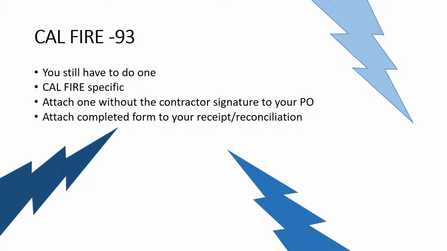You must begin your CAL FIRE 93 when you begin planning your purchase. Sign it and have an approver sign it. Then scan it for attaching to your purchase order with as much information on it as you can get. When you reach the receiving or reconciliation process, you will scan and upload the final and complete form with all the signatures. Then save the original paper copy of the 93 in your vendor file.